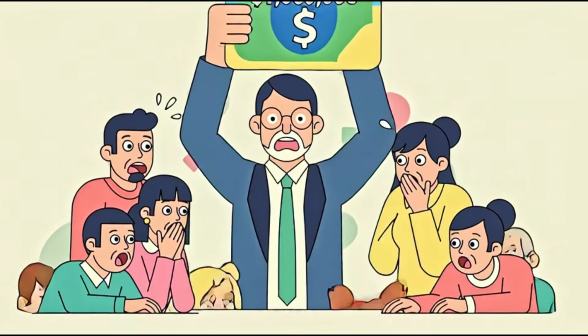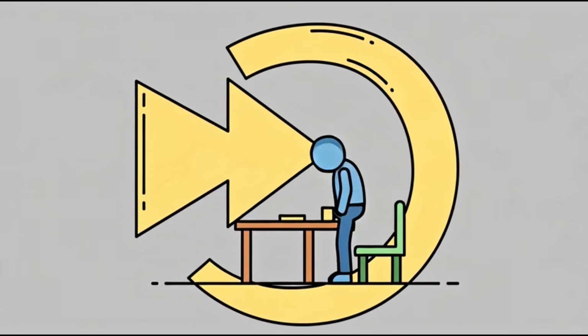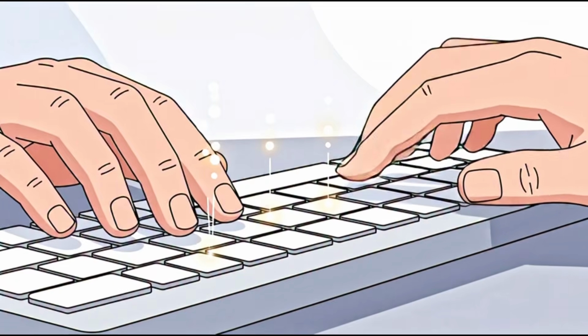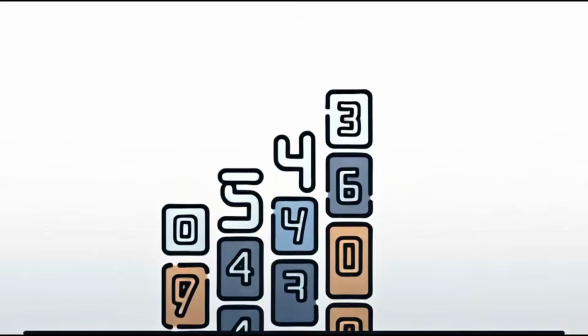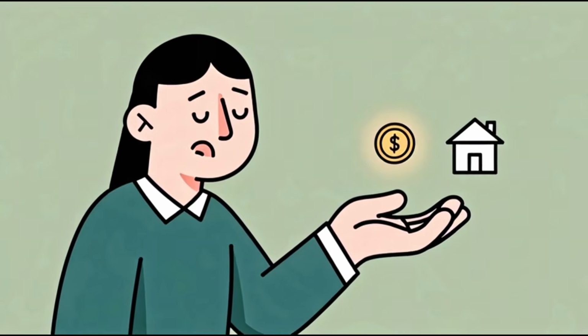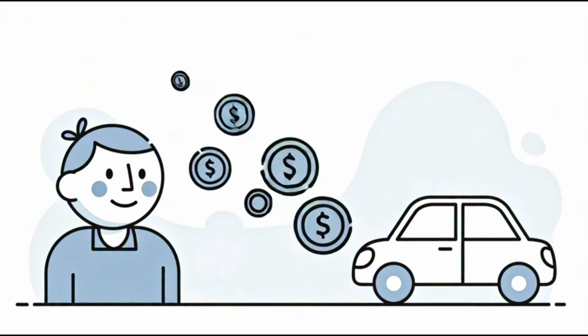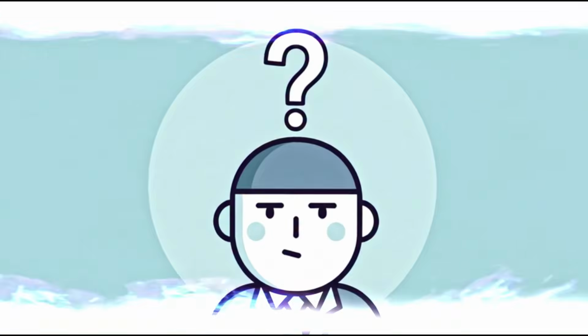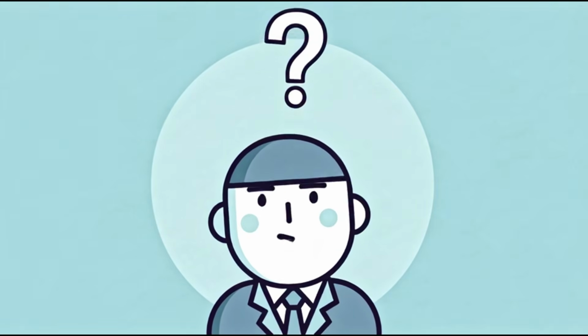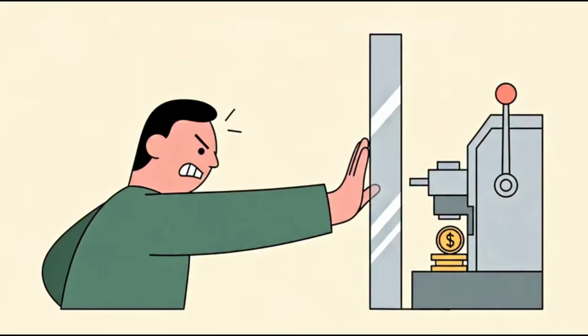Now, rewind. A bank does something that looks almost identical. A few keystrokes, a number appears in an account, and suddenly, that money is real. Rent can be paid with it, cars can be bought with it, businesses can be built with it. So here's the uncomfortable question. Why can banks create money, but you can't?